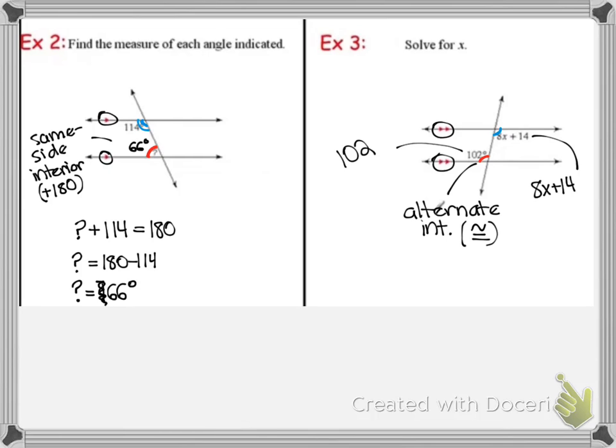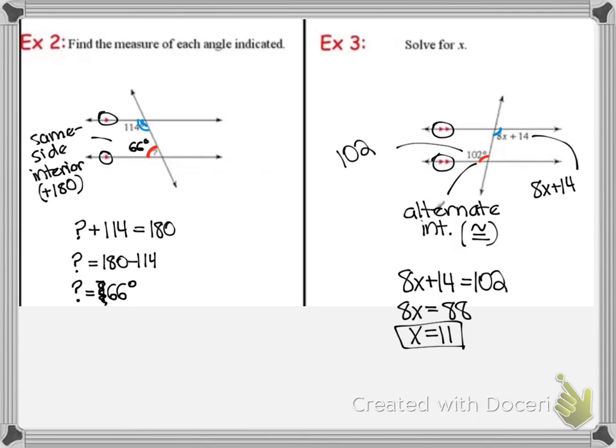to one another. So that means that 8x plus 14 has to equal 102. Okay, so now we have an algebra problem that we can solve. So that means 8x equals 88. So x here is 11. So we know x is 11 there. So we've solved for x.